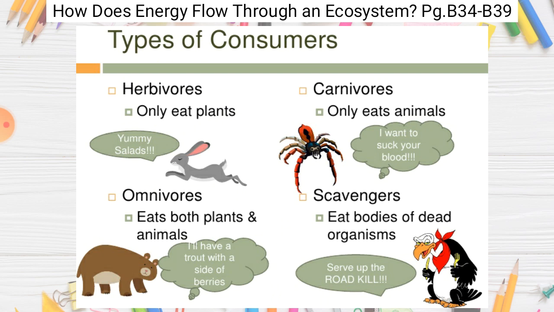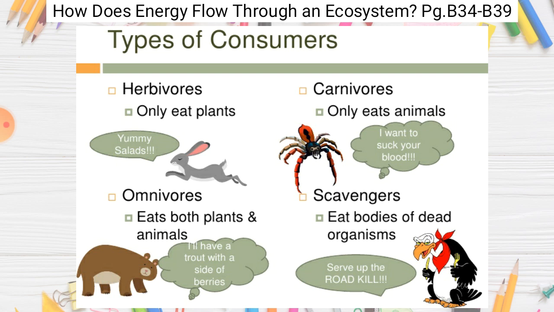Now there are many types of consumers. We have the herbivores. They only eat plants. For example, rabbit. Carnivores only eat animals. Example, a spider. Omnivores are creatures that eat both plants and animals. For example, bear and people.